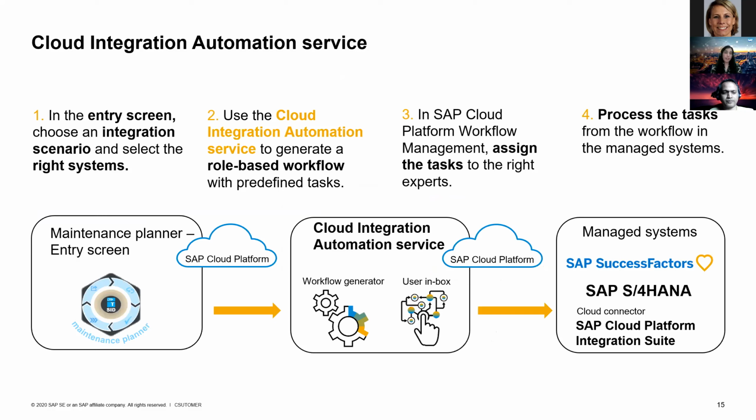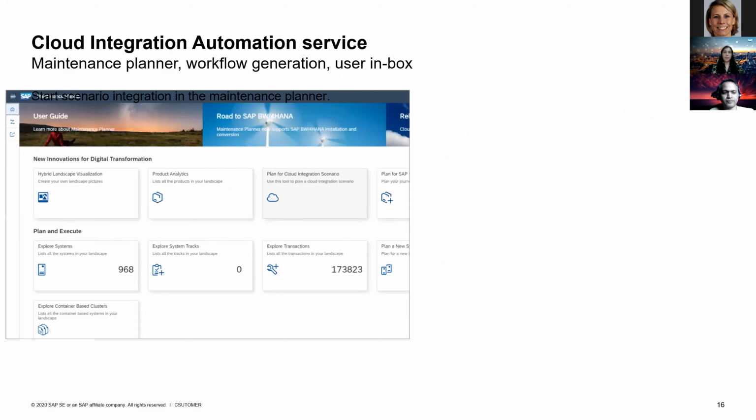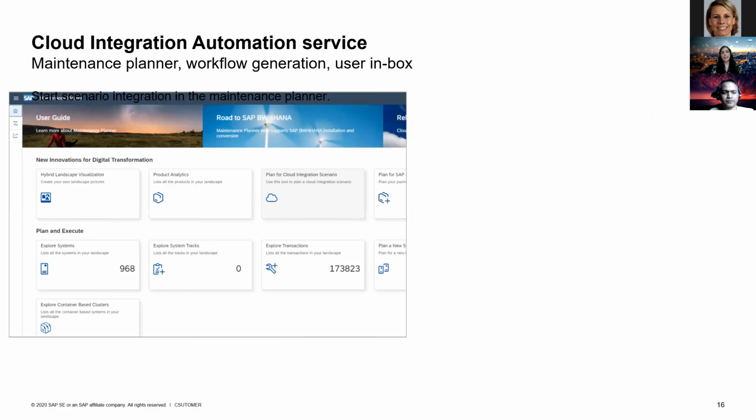So what is cloud integration automation service? This functionality is intended to provide a simpler and a faster way to integrate SAP cloud solutions with other SAP cloud solutions and on-premise solutions. And this can be triggered from maintenance planner. What this would mean is that the user would start this from the homepage of maintenance planner. You can see a tile up here.